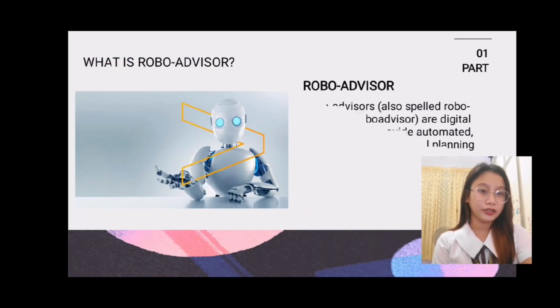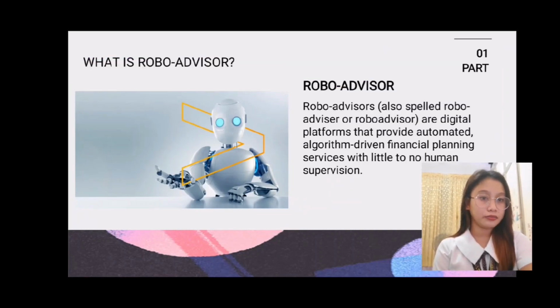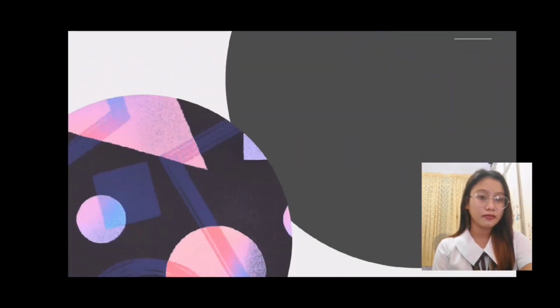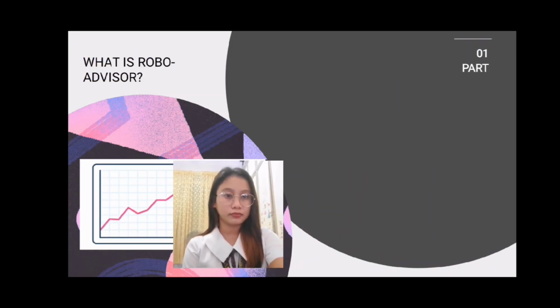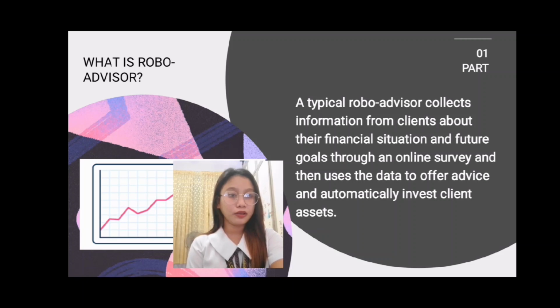Robo-advisors are digital platforms that provide automated, algorithm-driven financial planning services with little to no human supervision. A typical robo-advisor collects information from clients about their financial situation and future goals through an online survey and then uses the data to offer advice and automatically invest client assets.